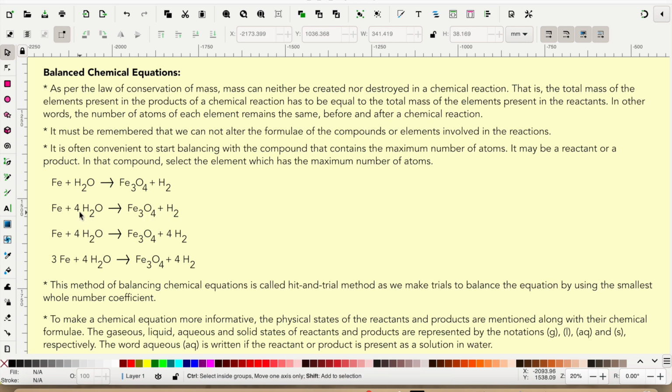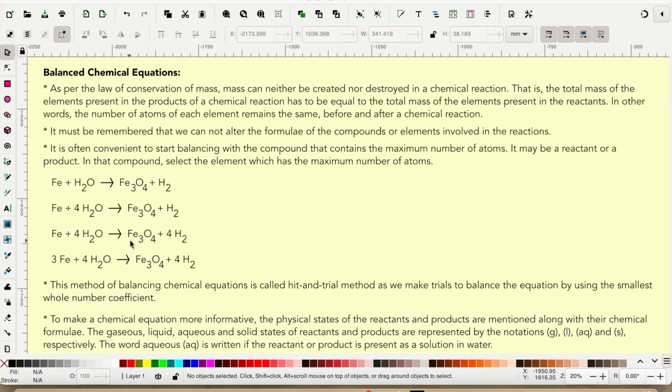Now there are 8 hydrogen atoms on the left hand side, 4 into 2, and only 2 hydrogen atoms on the right hand side. So we will write 4H2 on the right hand side. So the hydrogen atoms on the right hand side will become 4 into 2, means 8 hydrogen atoms. So hydrogen atoms will be balanced.